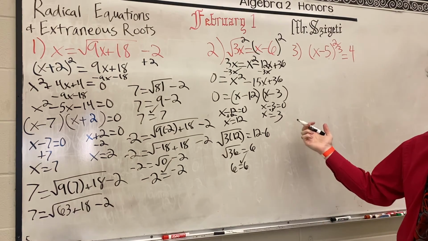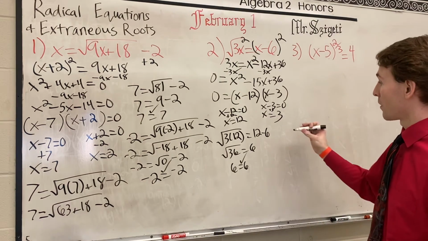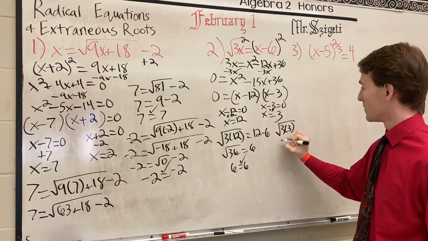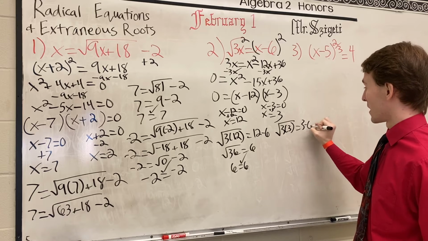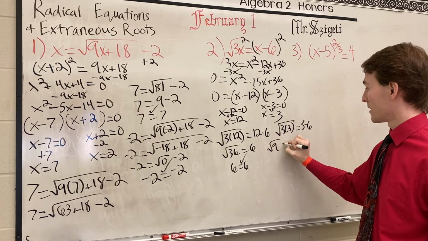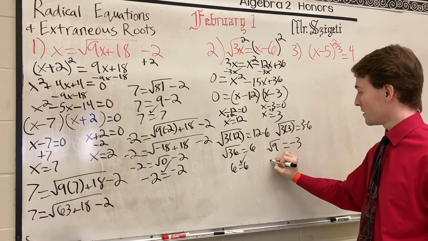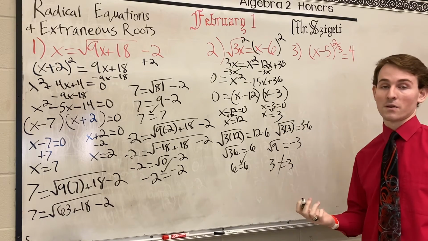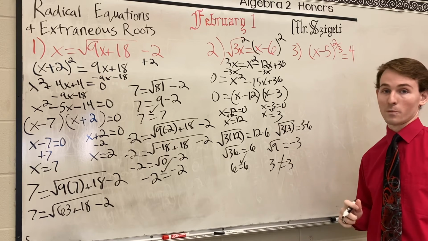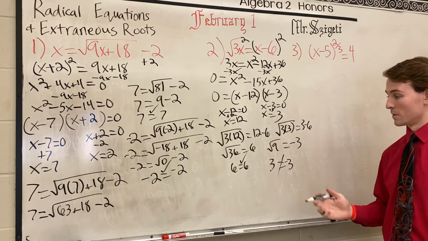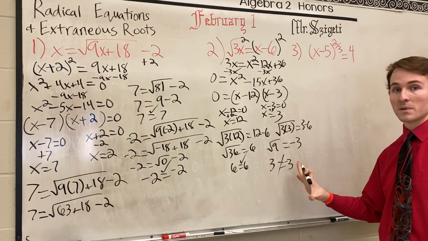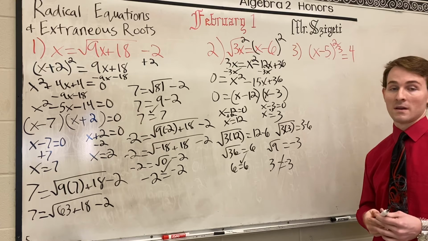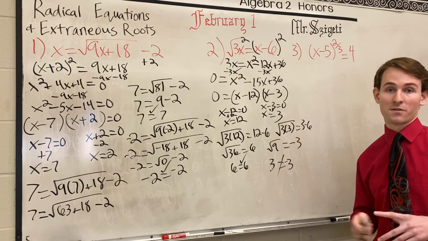Now we have to plug in our 3 the same way we just did, and we'll see how it works out for us. So now we've got the square root of 3 times 3 is equal to 3 minus 6. So the square root of 9 is equal to negative 3. 3 is not equal to negative 3, so that is going to be an extraneous solution for this particular problem here. All right, so again, you do need to go through those steps in order to verify whether or not it works with your original equation and therefore becoming an extraneous solution.